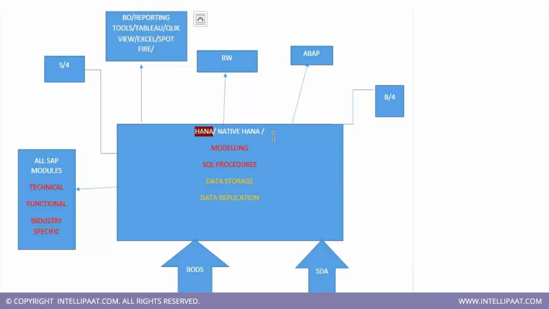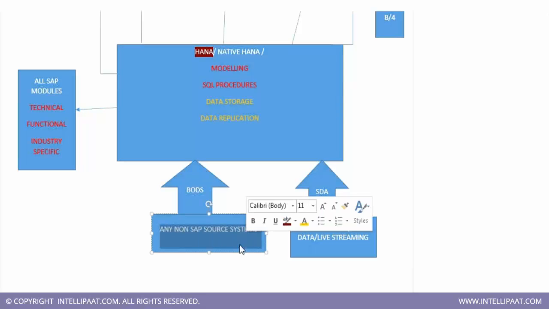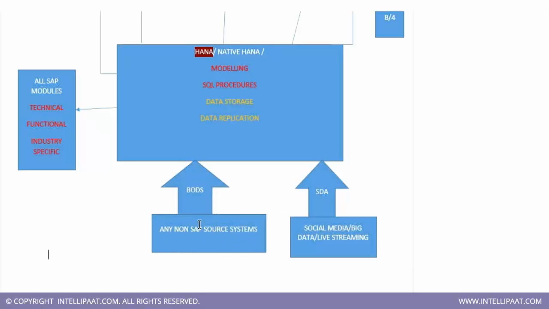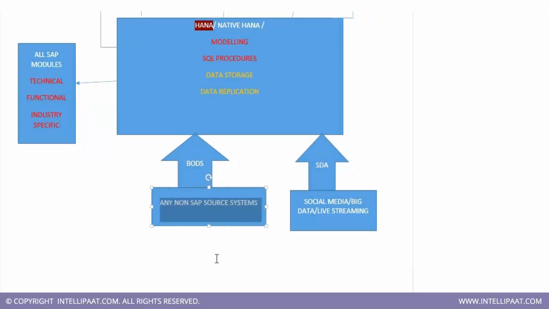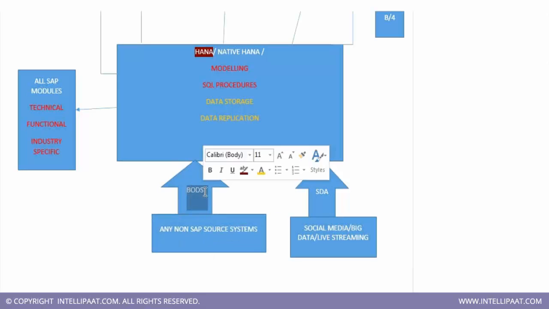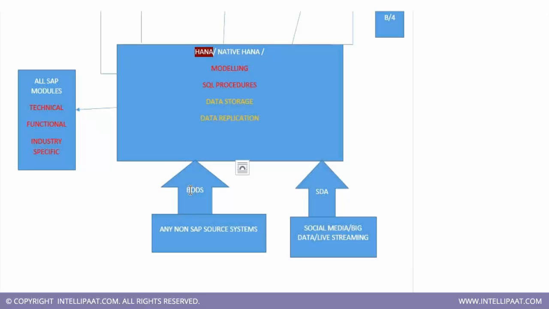Once native HANA developers like us develop this, we will bring the data from non-SAP systems. Non-SAP source systems means anything which is not in SAP, like Oracle, TIBCO, IBM, SharePoint, SQL sources, and mainframe sources, DB2, all without SAP. All these source systems can be brought into HANA by using the SAP BODS tool. You can bring social media data, be it Twitter, Facebook, LinkedIn, or streaming sites like Netflix or similar.